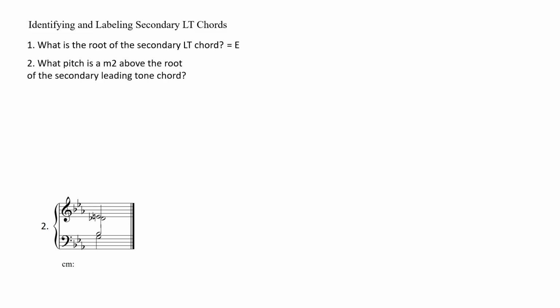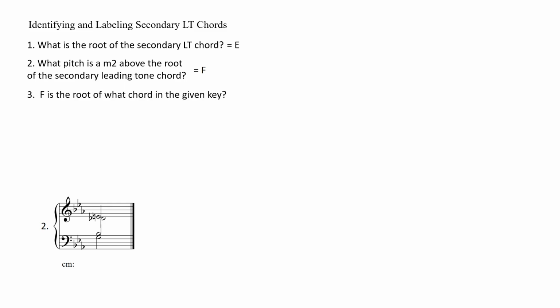First, ask yourself, is the given chromatic chord a diminished triad, a half diminished seventh chord, or a fully diminished seventh chord? If the answer is yes, as is the case here, in fact it's a fully diminished seventh chord in first inversion, it is likely a secondary leading tone chord. Then determine the chordal root of the given sonority, which in this example is the E natural. Then determine the pitch a minor second above E, which would be F.